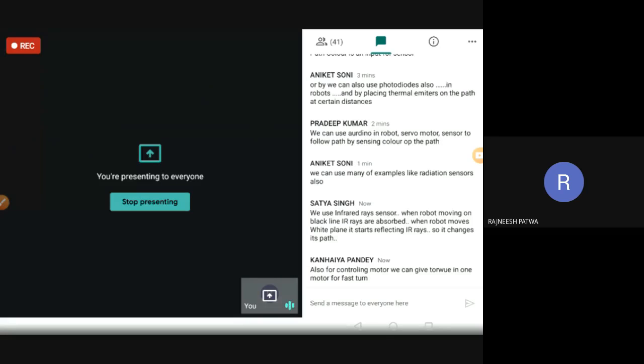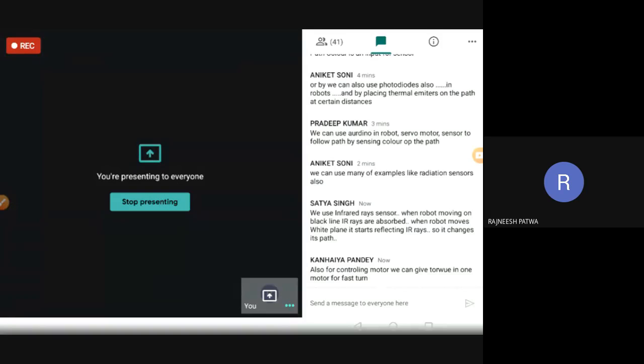We can use many radiation sensors. Yes, we can use infrared sensors when the robot is moving on a black line. IR, yes. Satya Singh, I think he already read about line followers, or made some project. He says IR rays can be absorbed when the robot moves on black, and on white paint it starts reflecting IR rays, so the reading changes. Yes, that is an idea. Those are the kinds of ideas we are trying to receive from students.